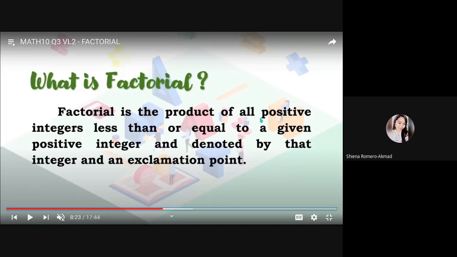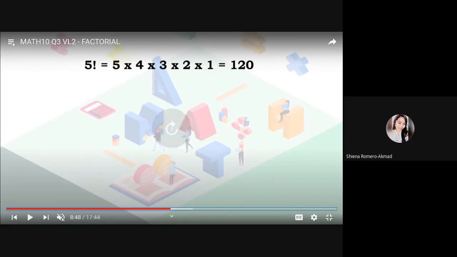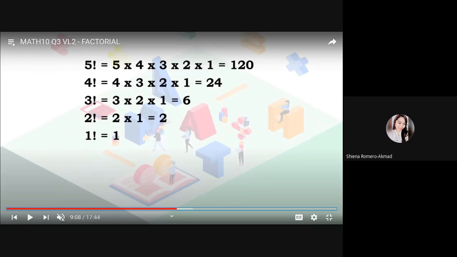Pero remember that i-multiply mo lang siya sa positive integers, meaning hindi kasama si 0. 0 is non-negative, non-positive. Okay? Now, yung n followed by an exclamation point is read as n factorial. So, kapag binigyan mo yan ng number, you substitute, kunwari 11 to n. That's 11 factorial. Kung 20, 20 factorial ang basa natin. Okay? Now, I have here different examples.